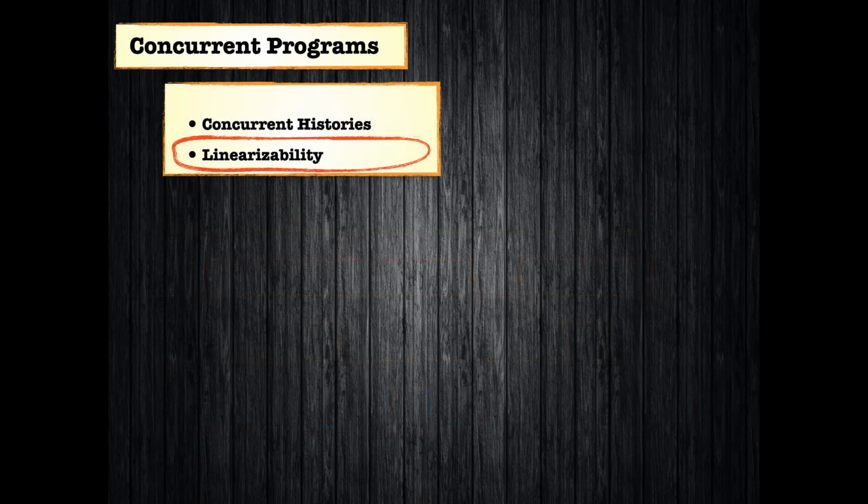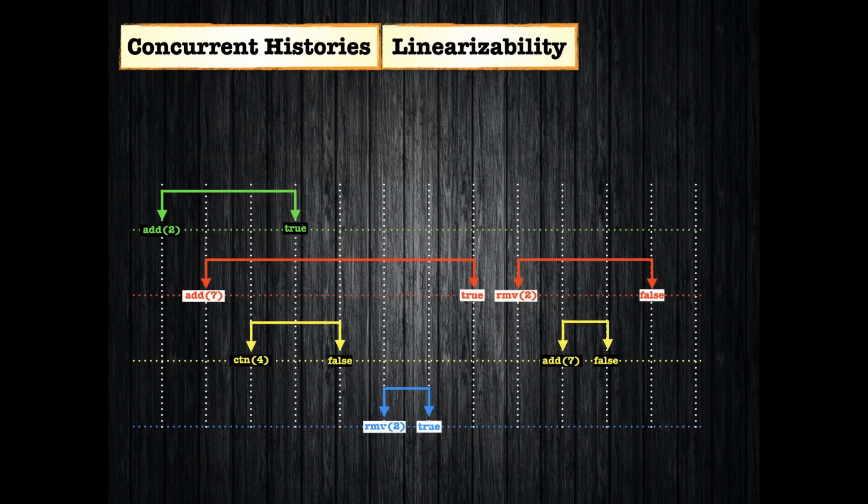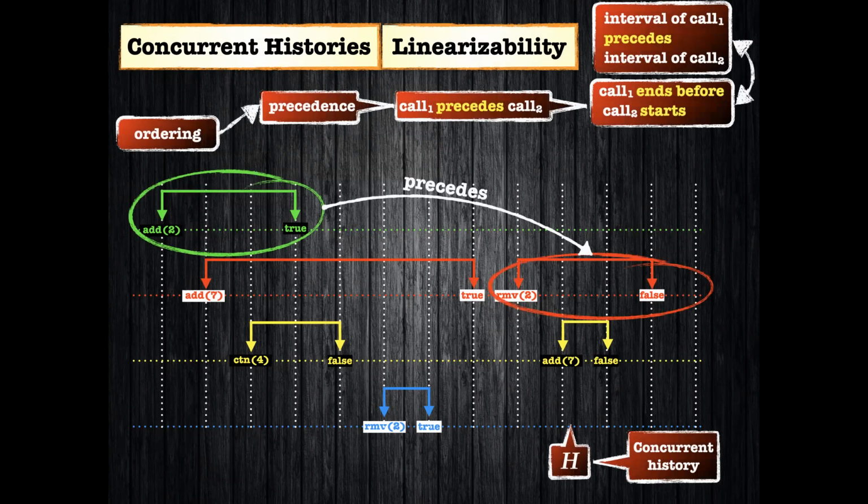Okay, and this allowed us to define the notion of linearizability. In linearizability, you take your concurrent history and study two properties. The first is an ordering on the method calls, in which one method call precedes, or is ordered before, a second call if the first one ends before the second one starts. So call 1 ends before call 2 starts. The interval of call 1 precedes the interval of call 2, so you can say call 1 happens before call 2.